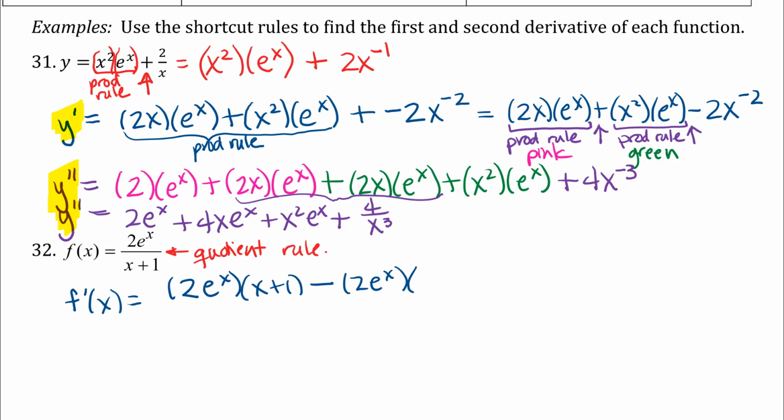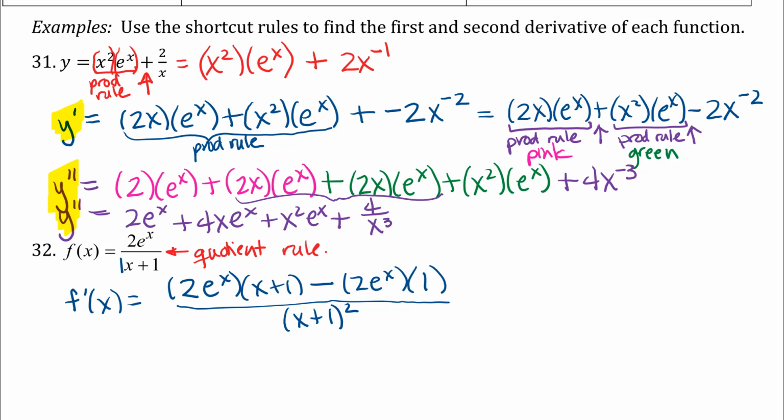So the derivative of x plus 1, I'm going to think about that as 1x plus 1. Derivative of 1x is 1. And then derivative of the 1 term is 0. So we just have that all over the denominator, x plus 1, the quantity squared. All right, so there's my first derivative.